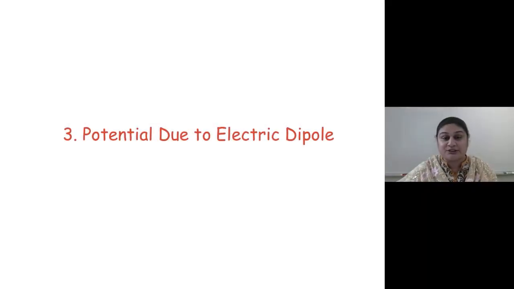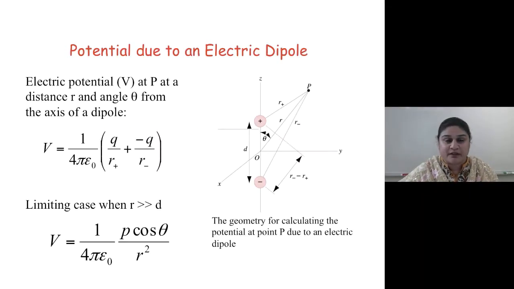Number 3, potential due to an electric dipole. The potential due to an electric dipole at any distance r at angle theta from the axis of dipole will be given by 1 over 4 pi epsilon naught q over r plus minus q over r minus. So this is what the potential is going to look like, and in the limiting case when r is much greater than d, potential will be 1 over 4 pi epsilon naught p cosine of theta over r squared.